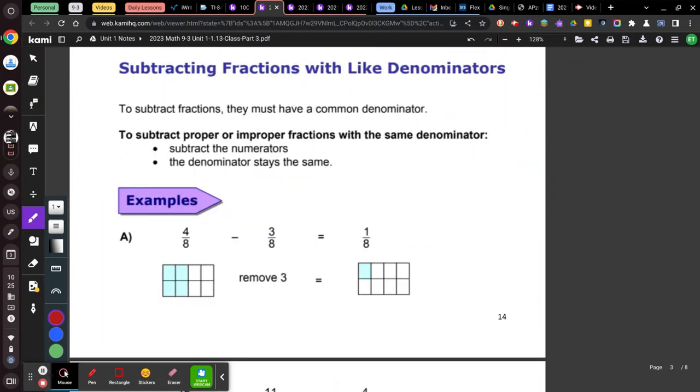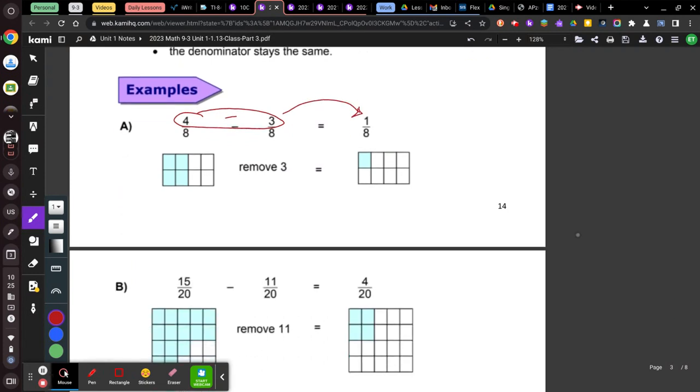There. Now we're going to subtract the fractions. Every rule is the same. The only difference is our top numbers, instead of adding them, we now subtract them. So now they took the 4 and the 3, subtracted to get our 1. You're just showing that what you're doing is you're removing. So what you would do is you would cross those off.